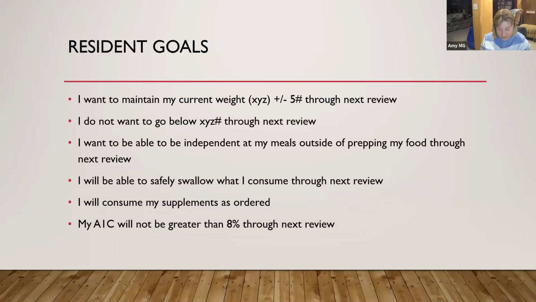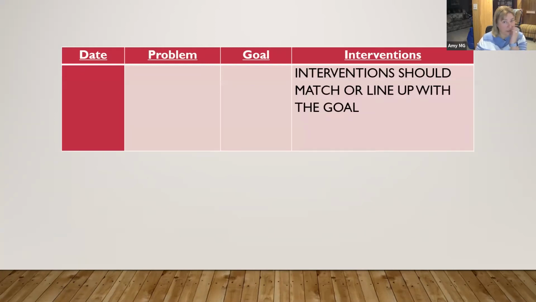And so I personally tend to shy away from goals that say "I will consume at least 50% or more of my food," only because whoever's doing that documentation, it's a subjective matter. In my opinion, what's 50% to me may not be 50% to another person, and it really depends on what their food preferences are as well. And then we come to our interventions, which is part of our monitoring and evaluation of our documentation. But our interventions need to match up or line up with our goals.